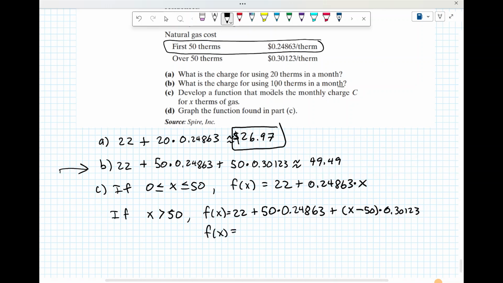I'm going to clean this up a little bit. So this will be 22 plus 50 times 0.24863. I'm going to put all of this together, and I get the number 34.4315 plus, and I think this looks fine, I'll just keep it like this, x minus 50 times 0.30123.